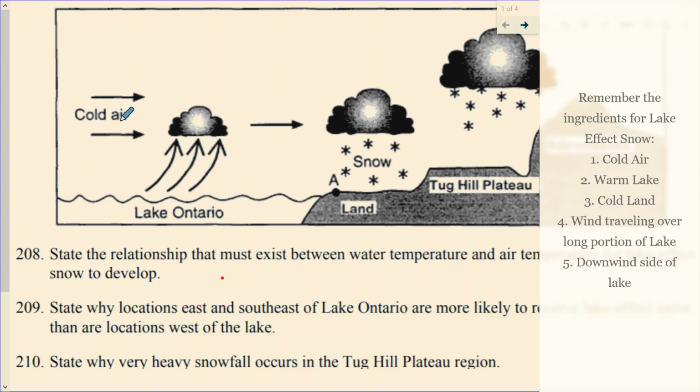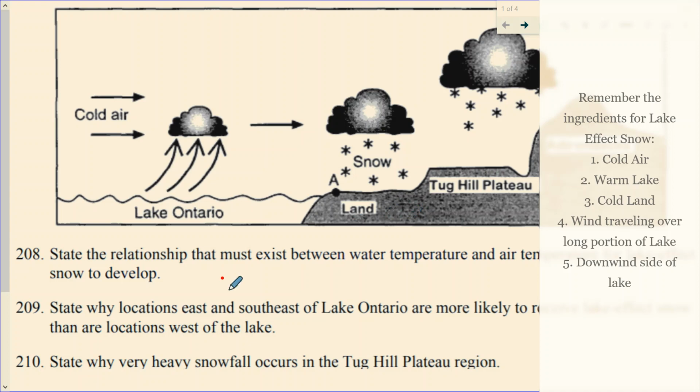Okay, so you need a bigger difference in them. One doesn't really affect the other, but if you have warm water and cold air, lake effect snow will increase. So not great phrasing for the question, but just remember that. You've got the cold air picking up moisture from a warm lake. You also need cold land.